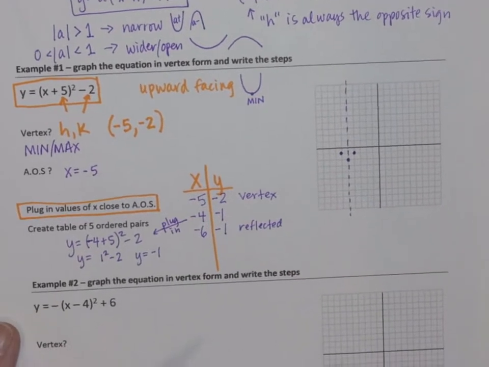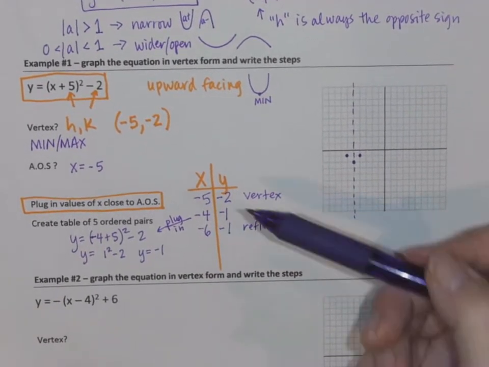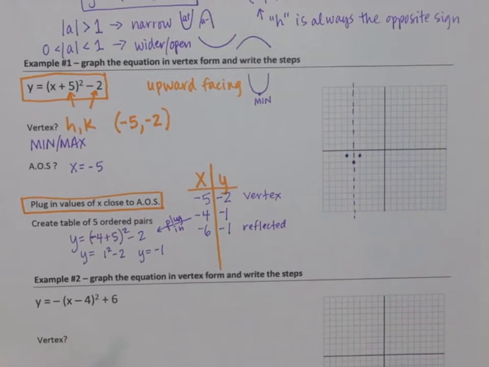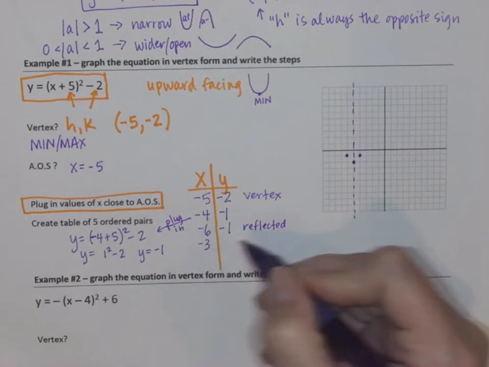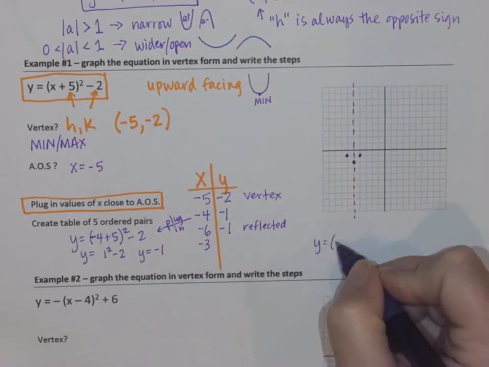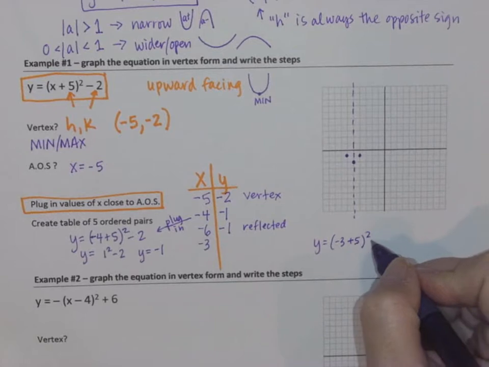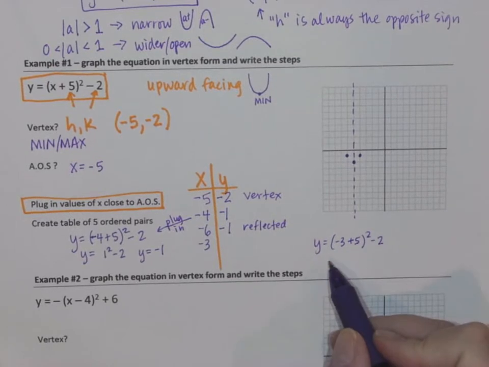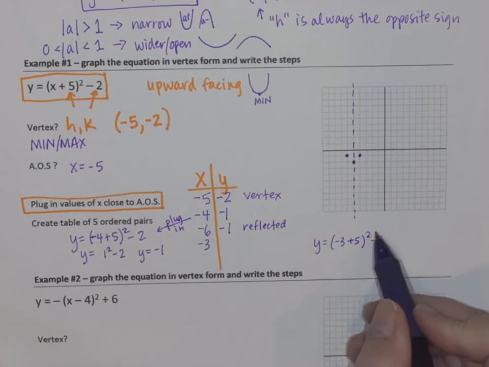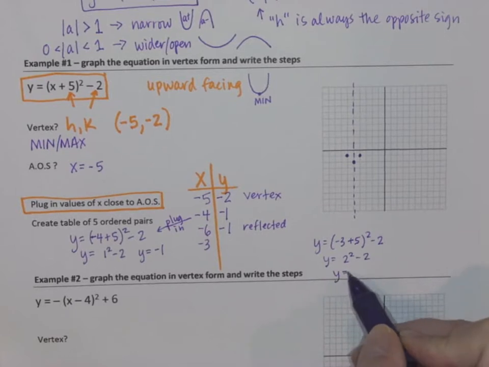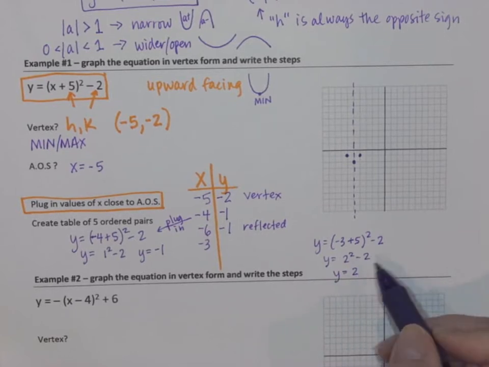Okay, now I'm going to plug in one more point because I'd like to have at least 5 points on here to show a really nice smooth curve. So another point I could plug in is maybe -3. So y is equal to -3 plus 5 squared minus 2. And when I plug that in, I get +2 squared minus 2. And that's just 4 minus 2, so that's going to be 2.